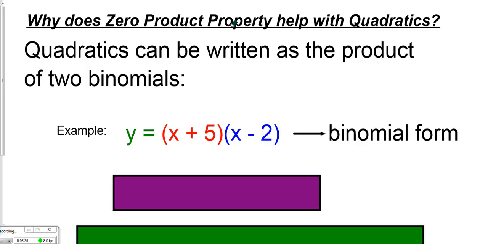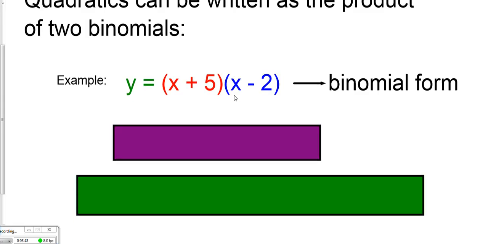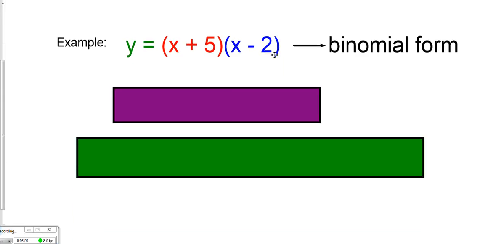So why does our zero product property help with quadratics? All of our quadratics have x squared, right? So what does that have to do with two binomials? Well, our quadratics can actually be written as the product of two binomials. So if this was a binomial, I'm going to show you how this works to put it into a quadratic form. We can FOIL this out.